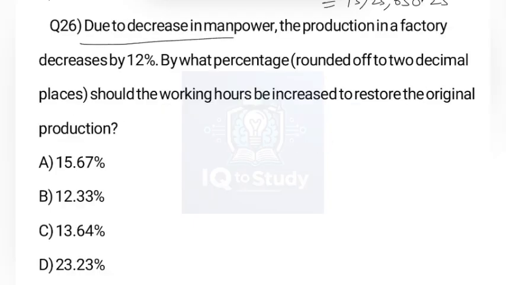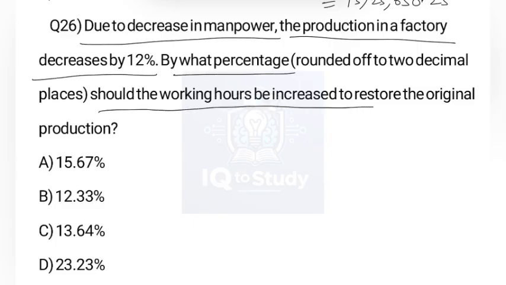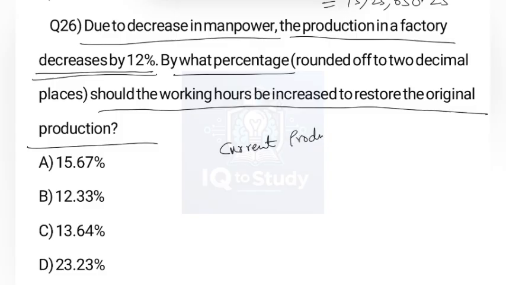Due to the decrease in manpower, the production in a factory decreases by 12%. By what percentage should the working hours be increased to restore the original production? It decreases by 12%. So, current production is 100 minus 12, which is 88%.